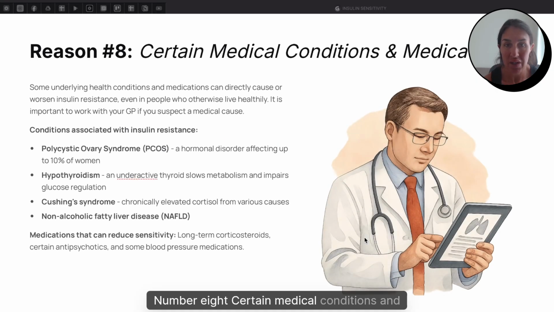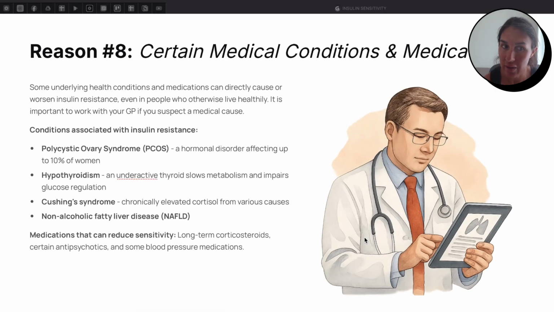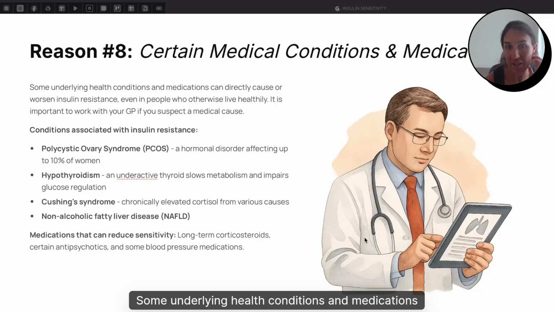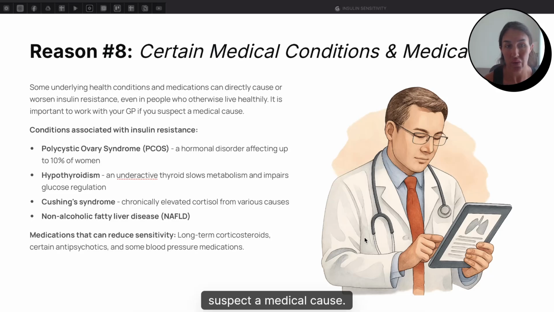Number 8, certain medical conditions and medications. Some underlying health conditions and medications can directly cause or worsen insulin resistance, even in people who otherwise live healthily. It is important to work with your GP if you suspect a medical cause.